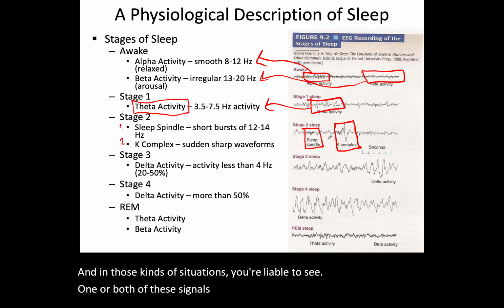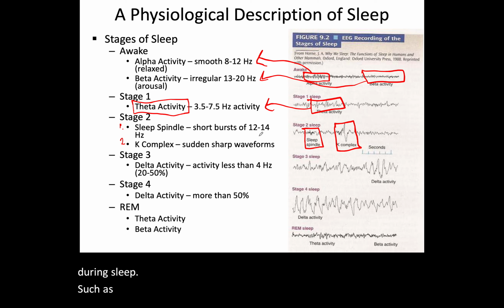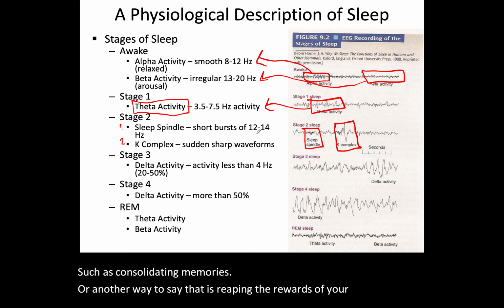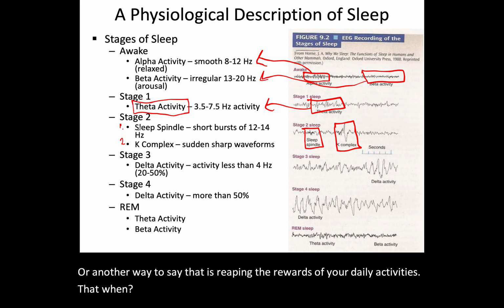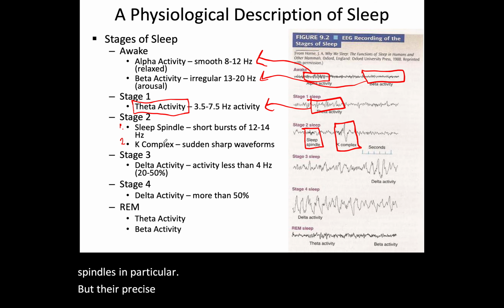Another theory is that sleep spindles and K complexes are critical for the very important processes your brain does during sleep, such as consolidating memories, or another way to say that is reaping the rewards of your daily activities. That when the hippocampus, especially, is doing this, you're liable to see sleep spindles in particular. But their precise function is still a mystery, like many things about sleep will be.